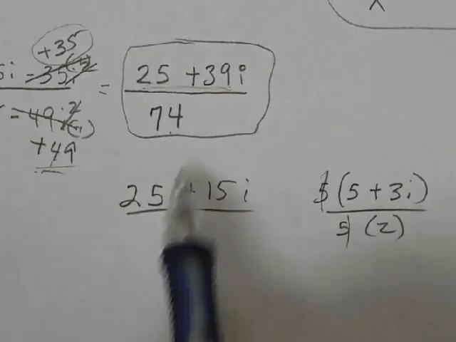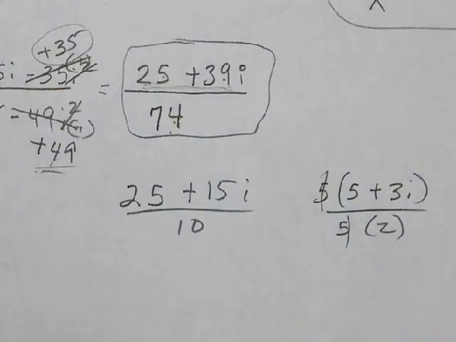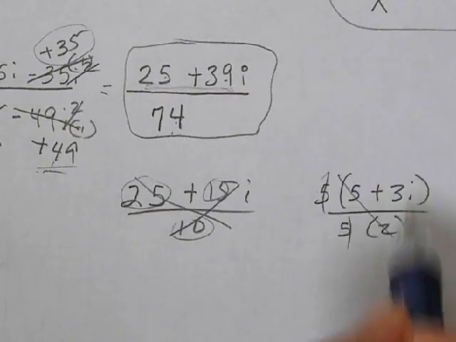But this one, there is no common factor amongst these, so I can't reduce. If it reduced, there would have to be a common factor amongst all three of these numbers, and that's not the problem we have.